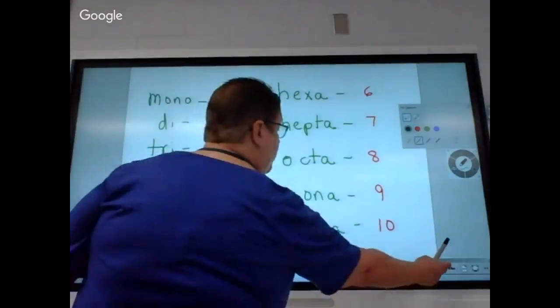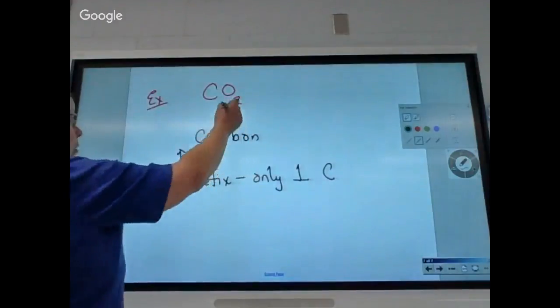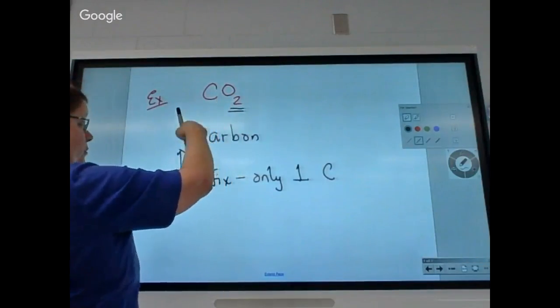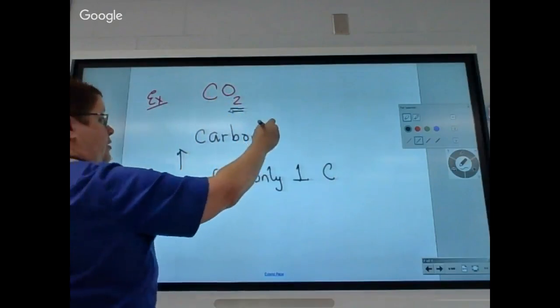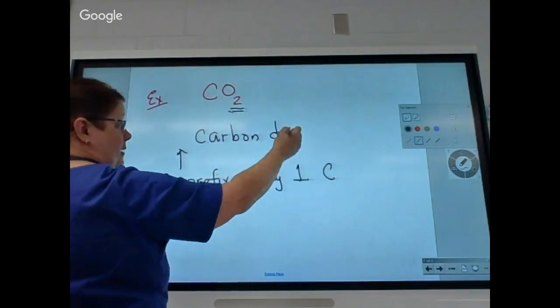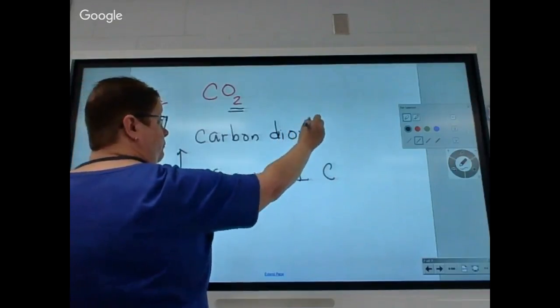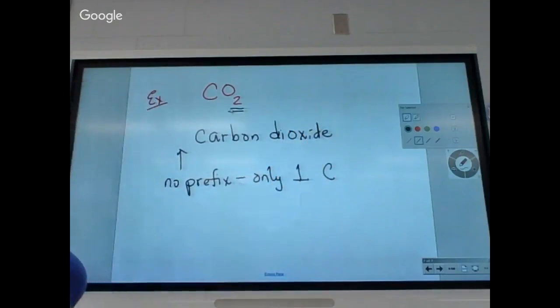So when we cruise over here, carbon has how many? Well, I said carbon here, but I meant oxygen. So oxygen has 2. So we write di and then oxide like we said. Okay? And that's how you write its name.